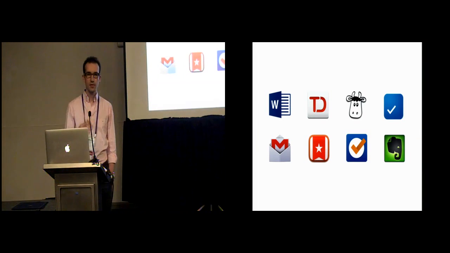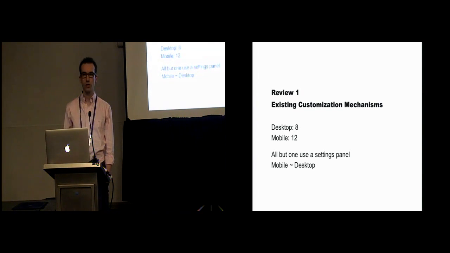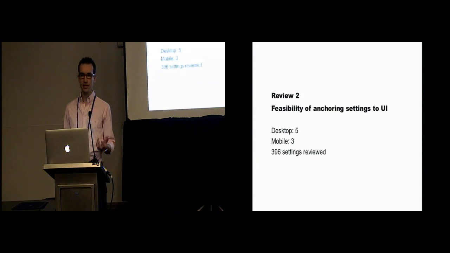So we reviewed 20 applications, both on mobile and desktop. And first, we just recorded carefully what customization mechanisms they were providing. And we found that all but one of them were using settings panels, and we didn't find any differences between desktop and mobile apps in this regard. So the interaction paradigm is the same, even though sometimes they might look slightly different. We then went on to evaluate the feasibility of this idea of anchoring settings to UI elements. And we categorized about 400 settings from these different apps.